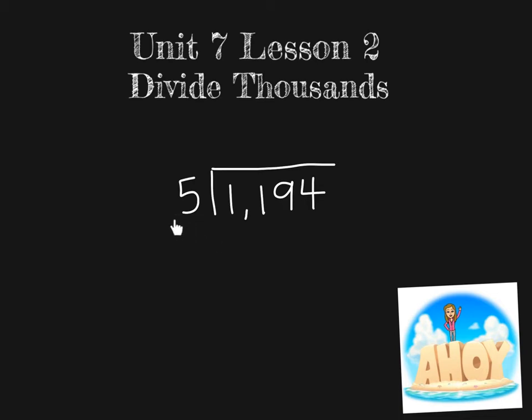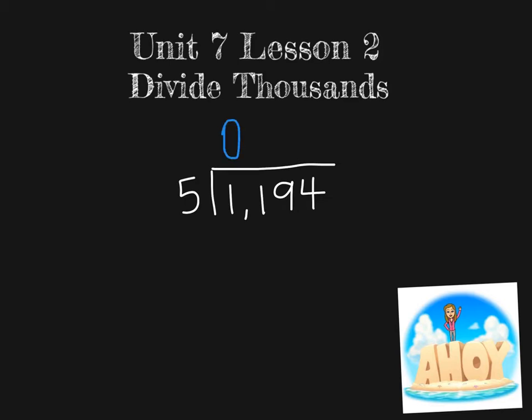Really quick vocabulary review. Remember that 1,194, the number in the house, is the dividend, divided by the divisor, and the quotient will be written above. Let's get started. So first I asked myself the question, can 5 go into 1, the first number listed there? Well, no. So 0 times.